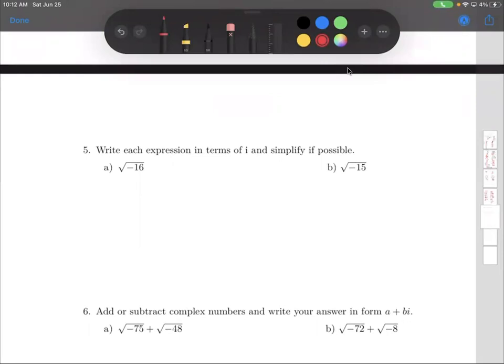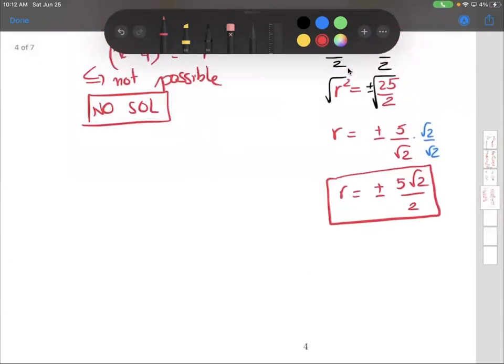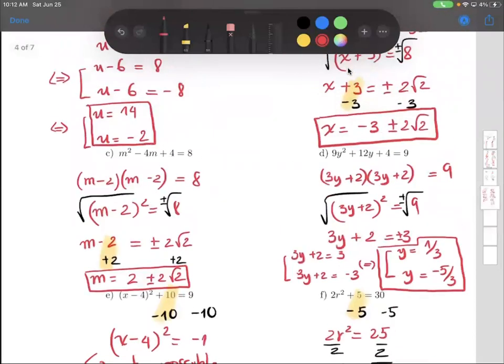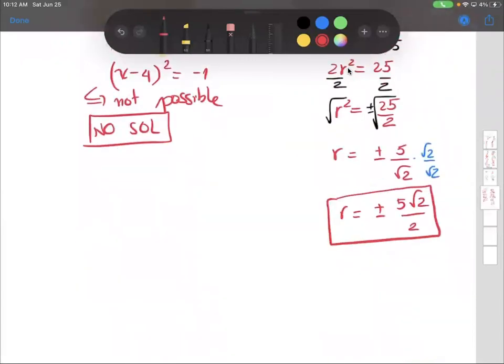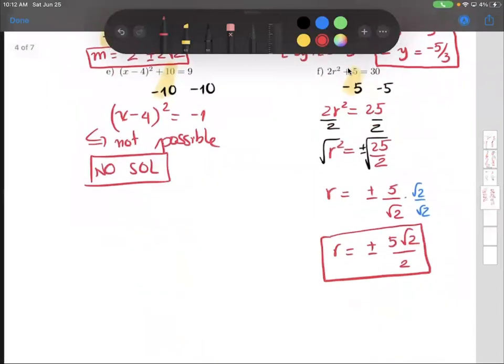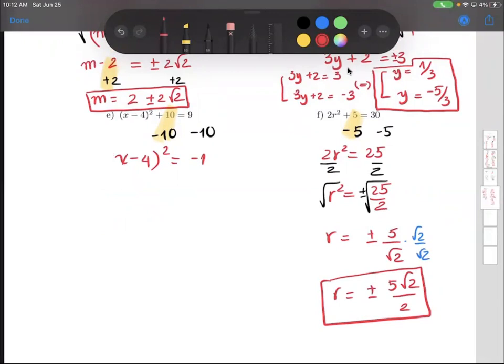Number 5, simplify the expression in terms of i. So now we are on 8.8. Oh, I wonder, because this is 9.1. 8.8, we already did 8.8. Then you're not supposed to say no solution anymore. Yeah, you're not supposed to say no solution anymore. Let me go back. I'm sorry.